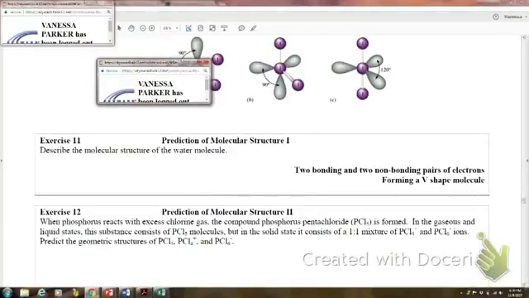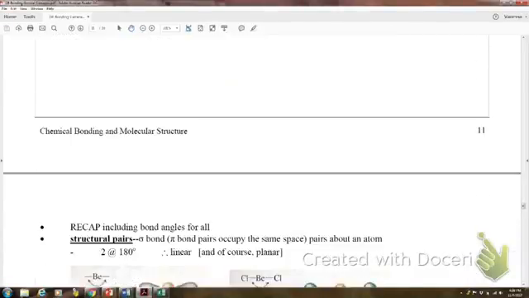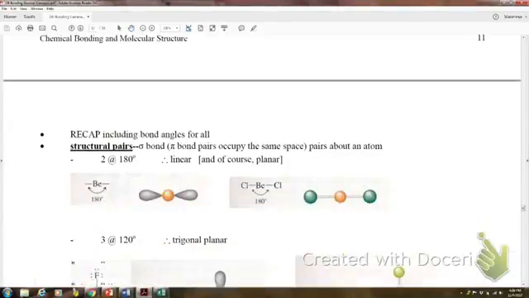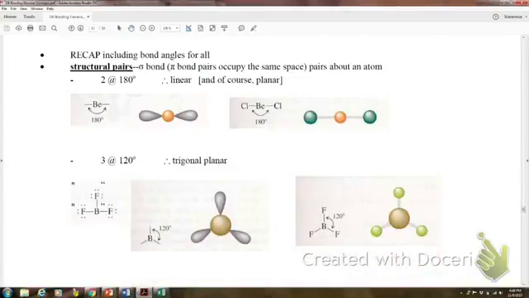Okay, so that was that one. That took a lot of space. So let's keep moving along here, and let's look at the bond angles for structural pairs. If you are linear, of course, you're going to be at 180. Your linear things are going to be 2 things bonded to it, no lone pairs. Beryllium chloride would be an example.